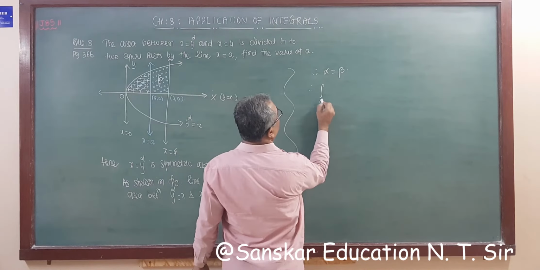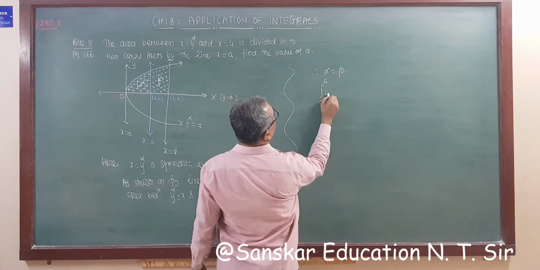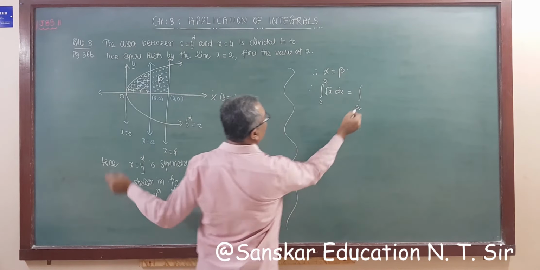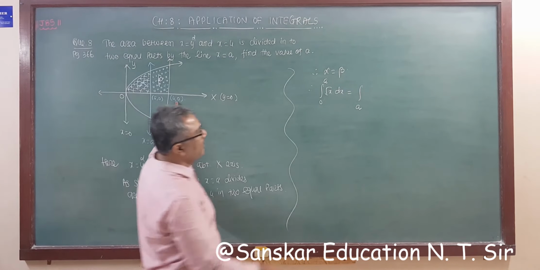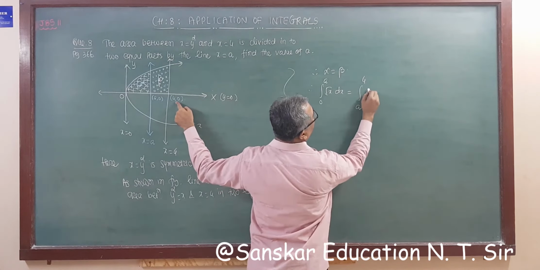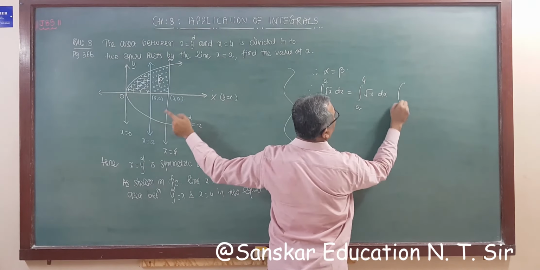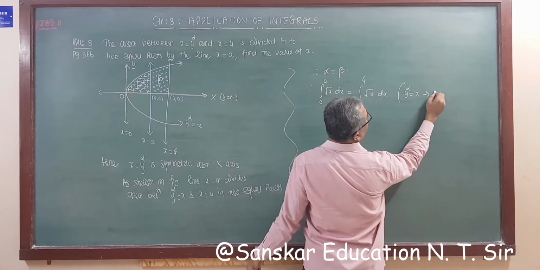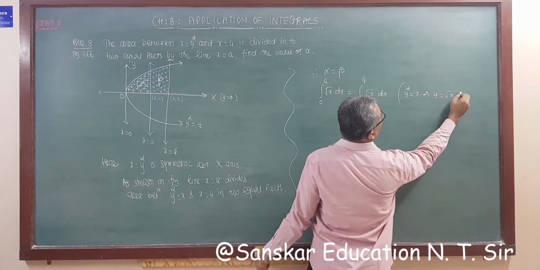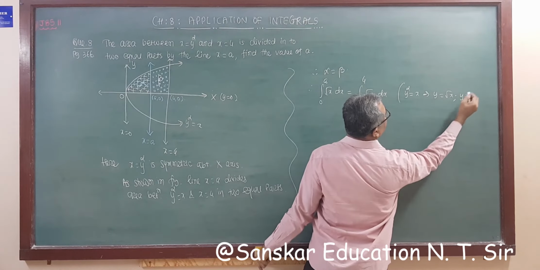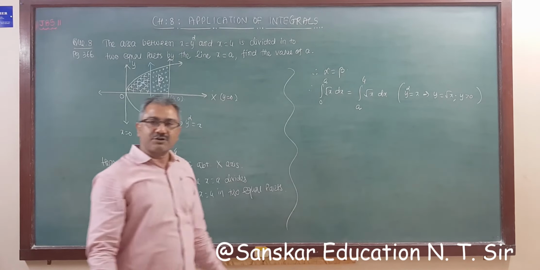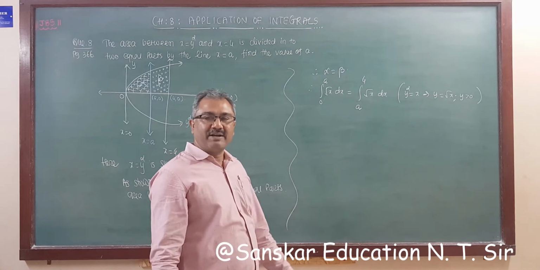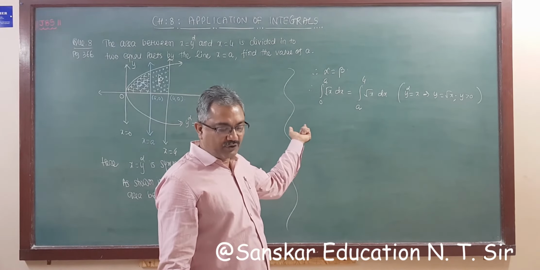So integral from 0 to a of root x dx is equal to, now beta is from a to 4, so integral from a to 4 of root x dx, because this is y square is equal to x. This implies y is equal to root x, and y is greater than 0 as we consider the first quadrant. So now we have to find the value of a. This is an easy question for you now.